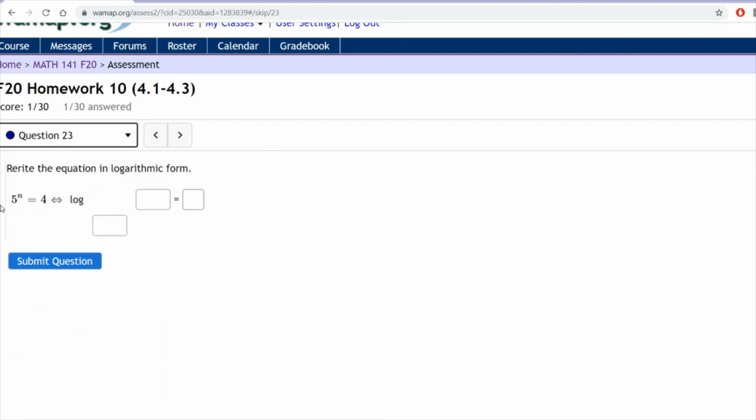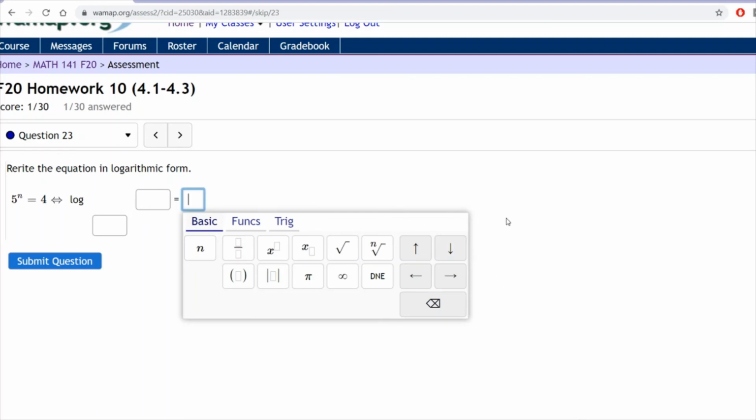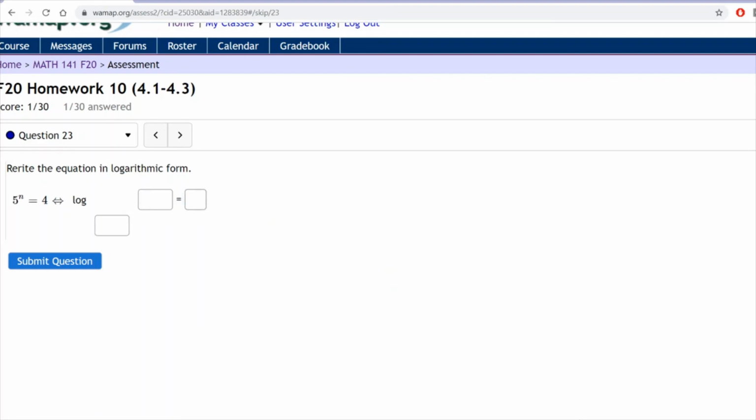This one's asking you to convert to logarithm. So notice it already says log. So you're going to put the base of the logarithm down here. Then you're going to put the number that goes inside the logarithm here, and then you put the answer here. So hopefully that's not too confusing.